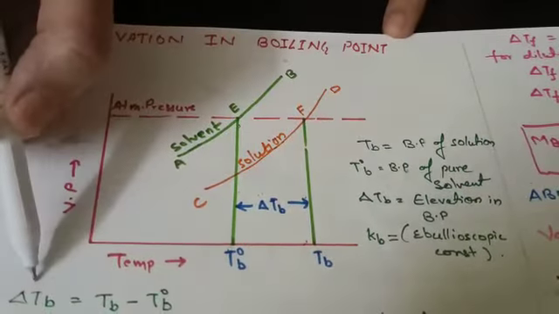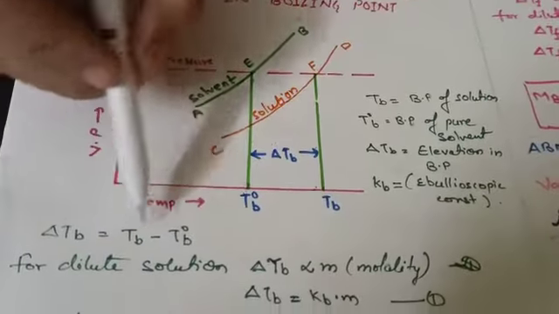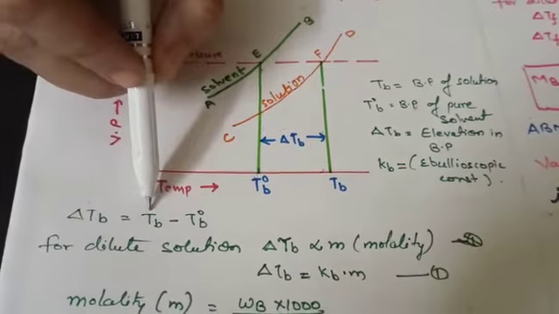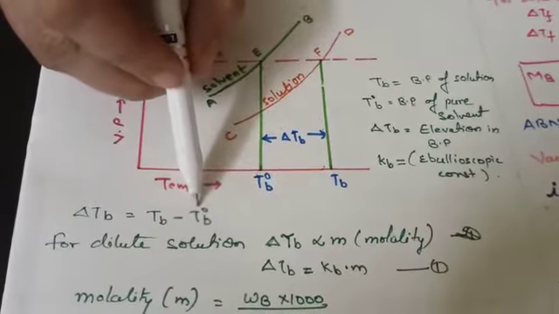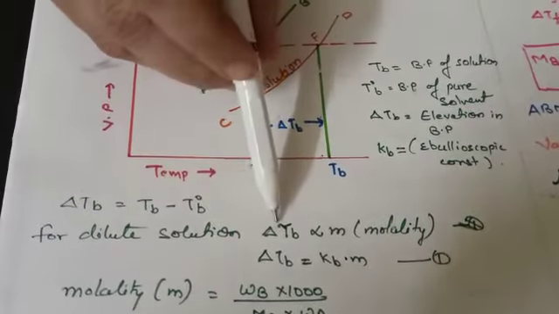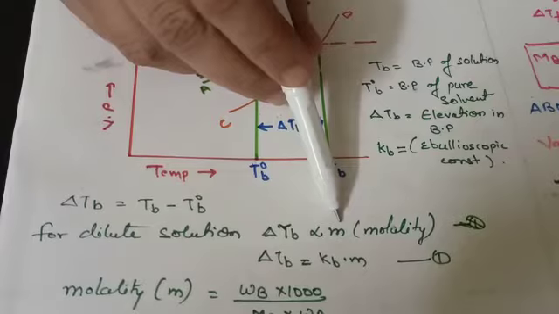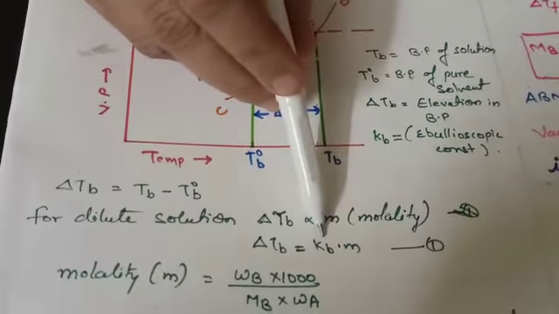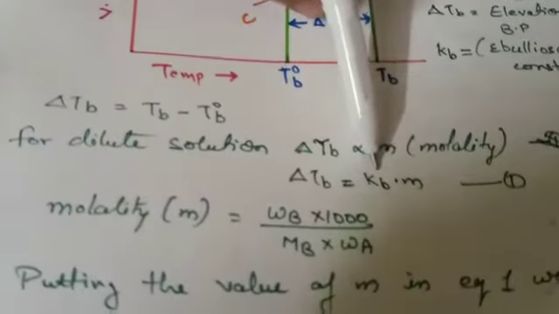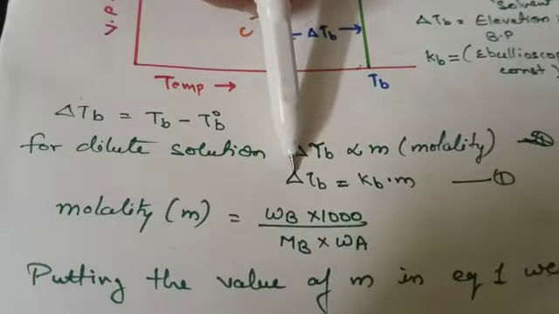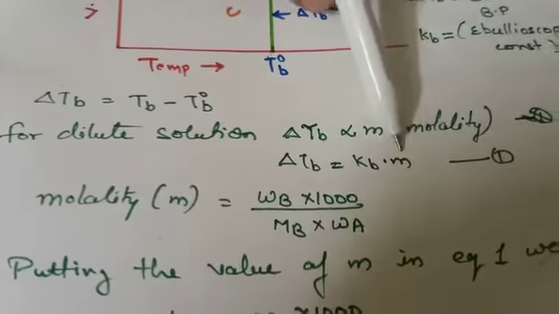So elevation in boiling point is equal to TB minus T naught B, whereas TB is the boiling point of a solution, whereas T naught B is the boiling point of the pure solvent. For very dilute solution, we consider that del TB is directly proportional to molality. And to remove this proportionality sign, I have used a constant that is known as the ebullioscopic constant, represented by the sign Kb. So the equation comes to be del TB equal to Kb into m.